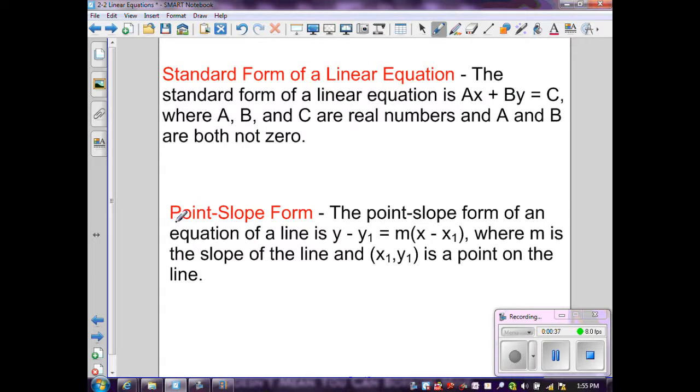Next, point-slope form. The point-slope form of an equation of a line is y minus y sub 1 equals m times the quantity of x minus x sub 1, where m is the slope, which we just determined on previous slides, of the linear equation, and also we know that the ordered pair x sub 1, y sub 1 is a point that is on that line. In other words, we'll be able to substitute in for x sub 1 and y sub 1.